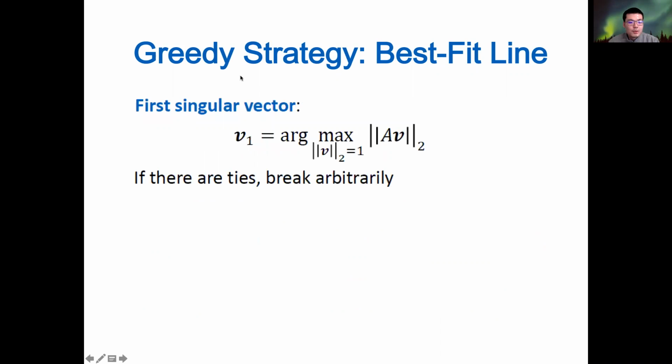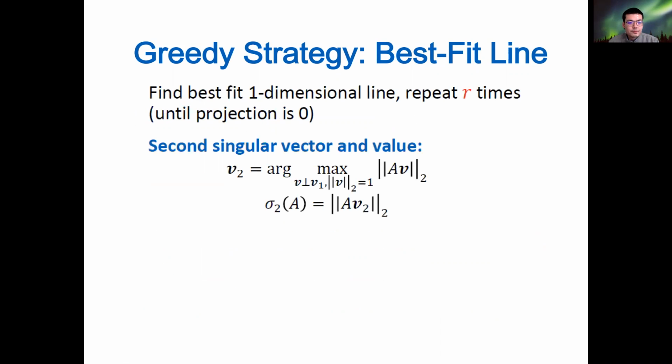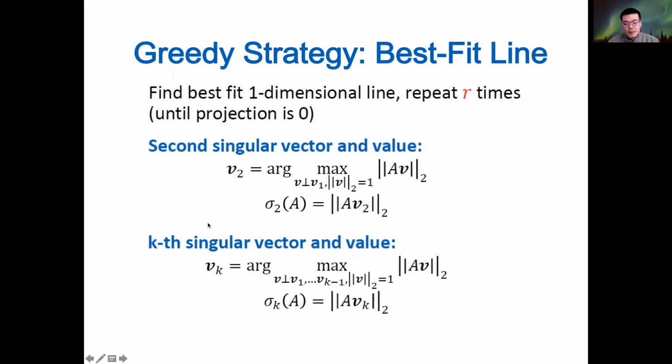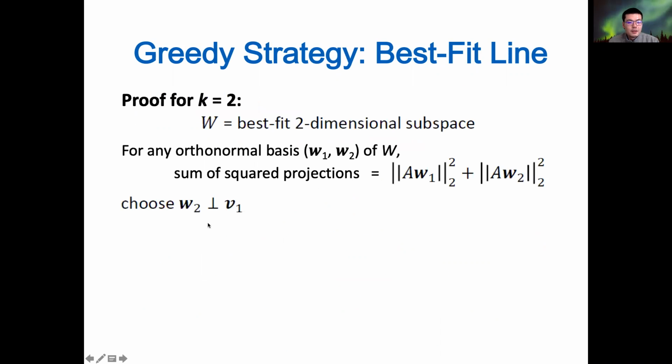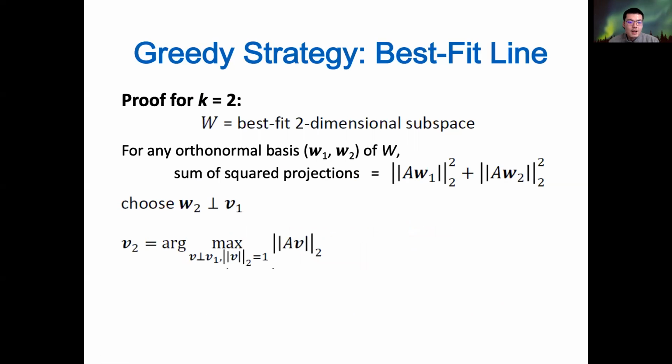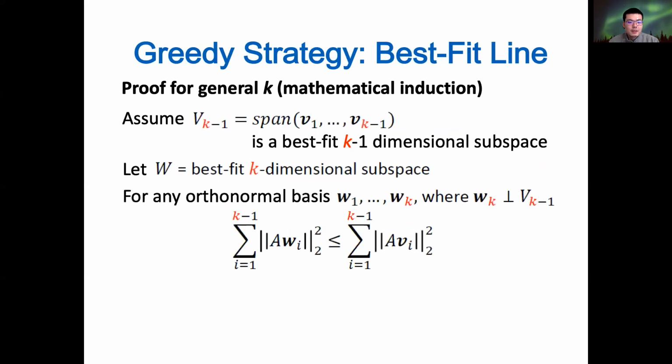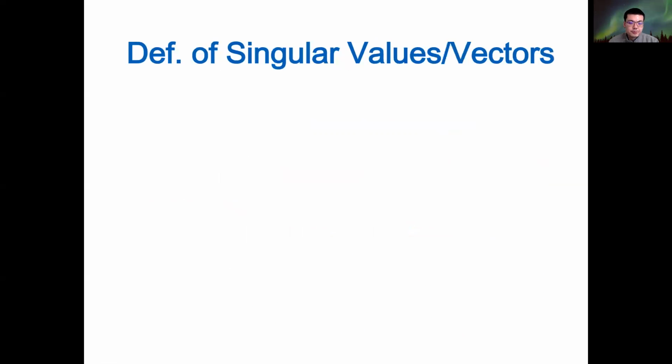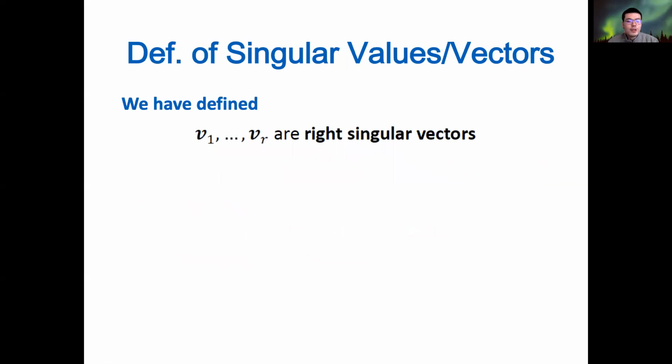When we find the second one, we want it to be orthogonal to the previous one. This is the general case. Once V is defined, we show that V is the best fitting space, so it captures most of the information of your data rows in A. And this we proved by induction.